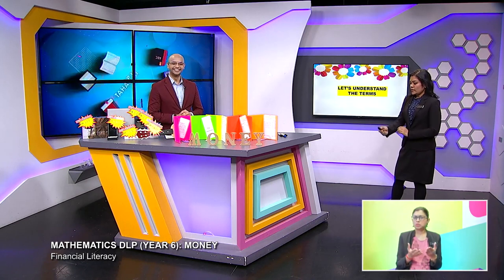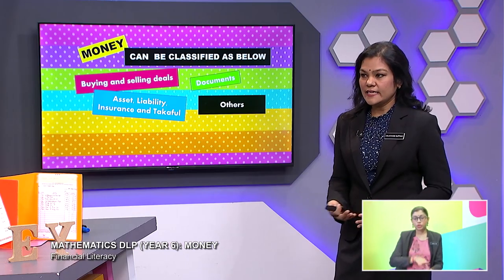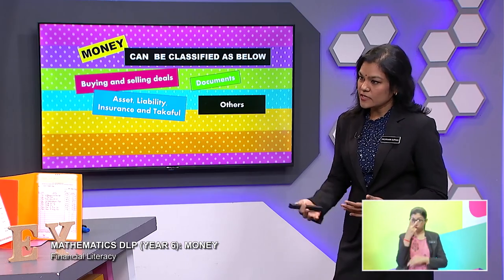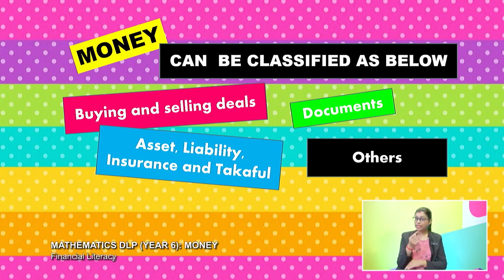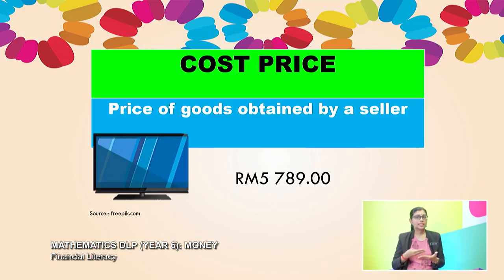As I explained just now, we can categorize all the terms into buying and selling details. We can also classify them into documents, asset, liability, insurance and takaful. And we have others, which we will know about. And then we have cost price. Any idea about cost price?